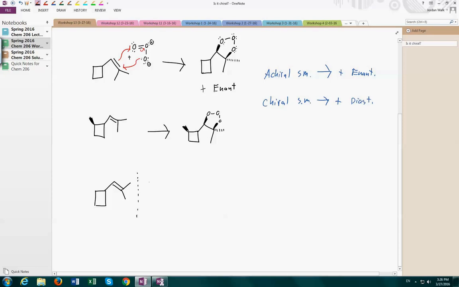So what we would end up with is a structure that looks like this. And so are those the same structure? Yeah, those are definitely the same structure. So what we're seeing is that this material has no enantiomer because, in fact, these are two superimposable structures, right? We can superimpose these two structures. And so since there is no enantiomer, what we have is an achiral starting material.